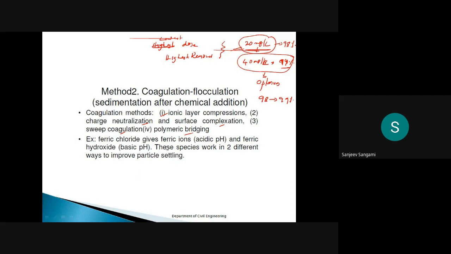In the previous class, we were discussing the coagulation flocculation process. There we discussed the jar test and some of the coagulant aids, and the coagulants that we have discussed.